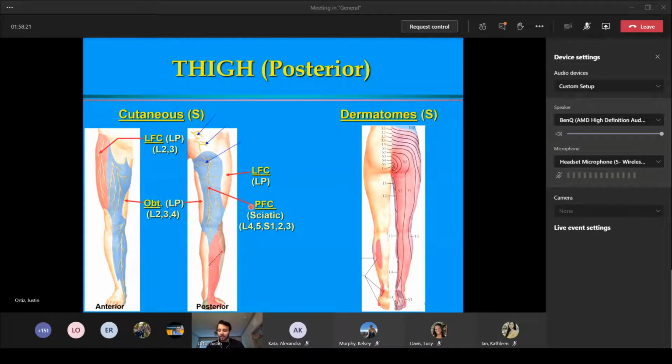Again, for cutaneous innervation, it says it in its name, so it helps us. For example, the lateral femoral cutaneous nerve gets the lateral side of your thigh, and it's cutaneous, right? So it says it in and of itself, so that helps, right?